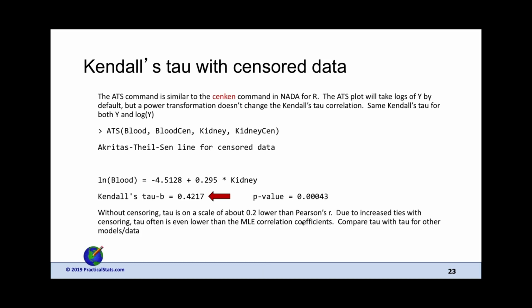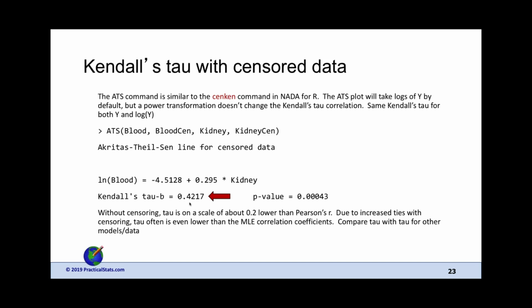You can get that back in the NADA package with a command called cenken. Again, I've modified it and enhanced it a bit, at least I think so, with the ATS command that's in our course. That will give you back the line in a nice format and print it out for you with the intercept and slope. It computes Kendall's tau B. So B is a tie correction version of Kendall's tau. It's still going to be quite a bit lower than Pearson's R. The ties of all of these non-detects are still affecting Kendall's tau, if you want to think of it that way.